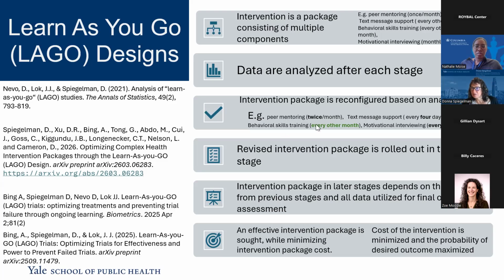So maybe peer mentoring turns out to be very effective. We're going to increase it to twice a month. Text messaging support is not effective. We're doing it every 4 days. Behavioral skills, it's expensive and it's only modestly effective, so every other month. Motivational interviewing, maybe every other month is good enough. Then we revise the intervention package and roll it out in the next stage.